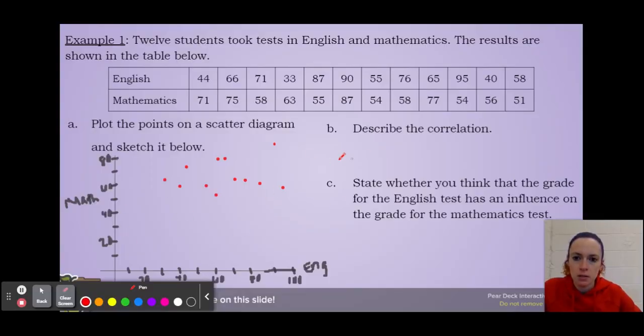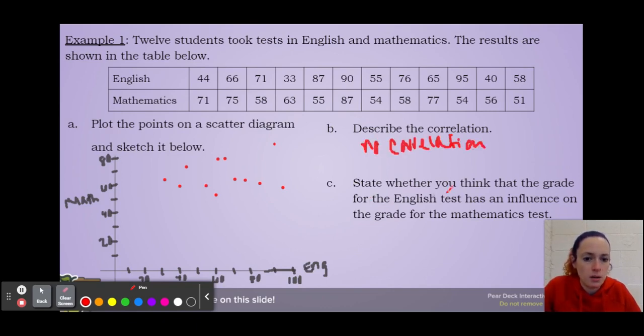All right, so here's my scatter diagram. I kind of scaled it and eyeballed it at the same time. So looking at my scatter diagram, letter B, we're asked to describe the correlation. Whether it's a sketch here or on your calculator, it really doesn't look like there's any correlation. You can't really tell if there's a positive trend or a negative trend. And if you can't tell that, you have to say there's no correlation.